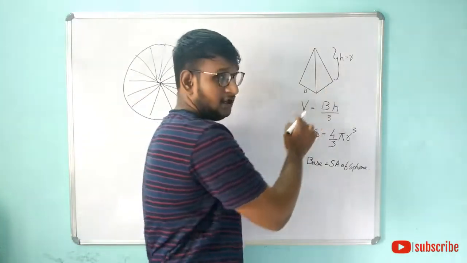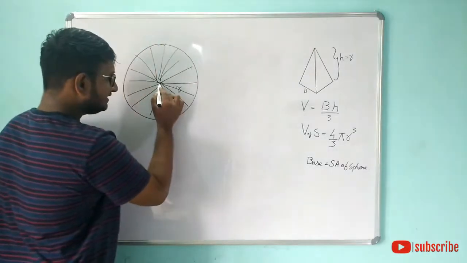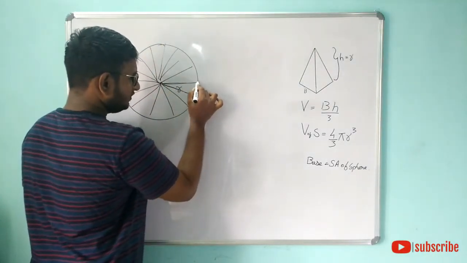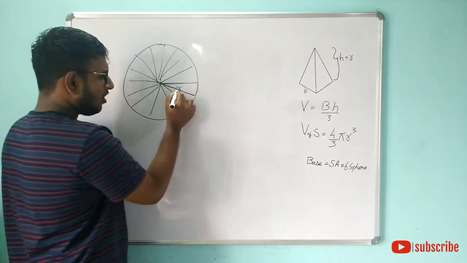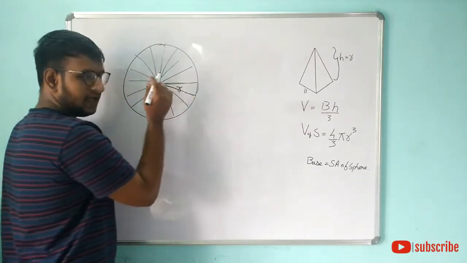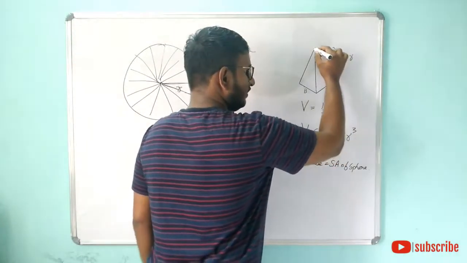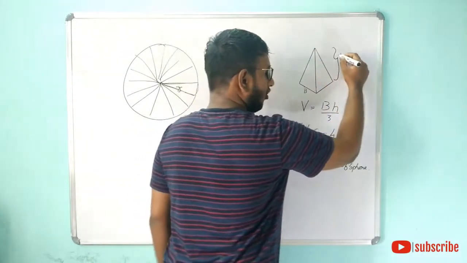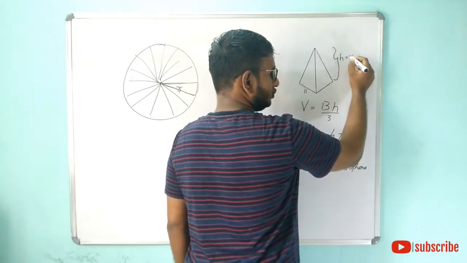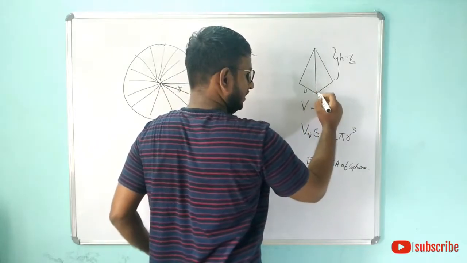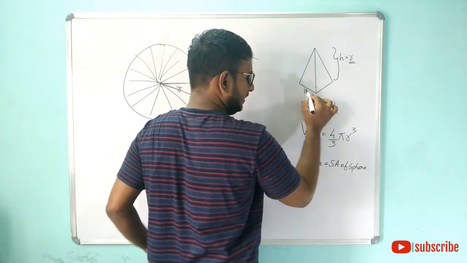Okay, so if you assume this as a pyramid, the height of this pyramid will be r. Yes, obviously the height of this pyramid will be r. Okay, so this is how we got the parameter of this pyramid. H is equal to r. Okay, and the base of the pyramid, let's call it b.